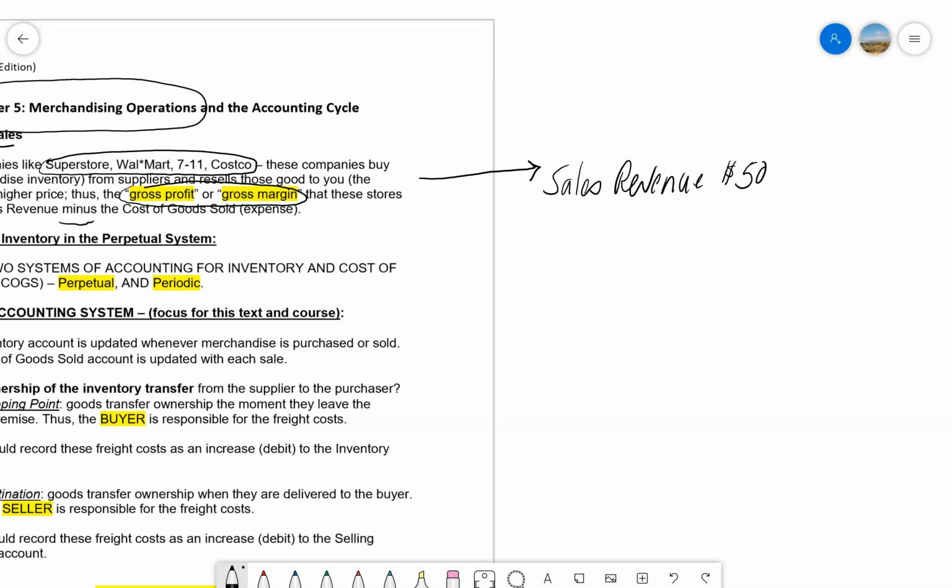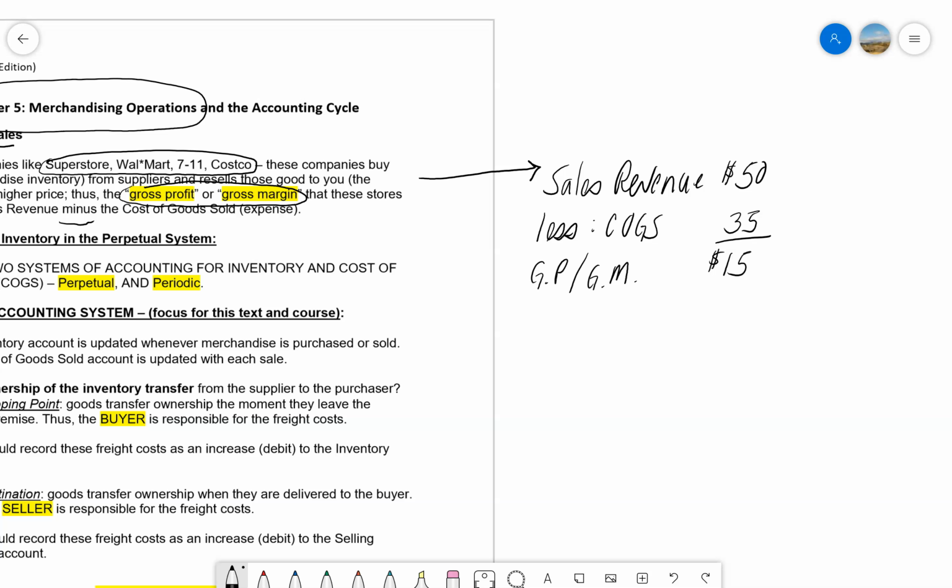Now, obviously, they had to buy those inventory items before they sell it to you. And so the cost of those inventory items is known as their cost of goods sold. And so let's say they purchased all those inventory items for $35. Their gross margin or their gross profit is going to be $15. So gross profit or gross margin is going to be used interchangeably. Some textbooks use the term gross profit, others use the term gross margin, but they mean the same thing.